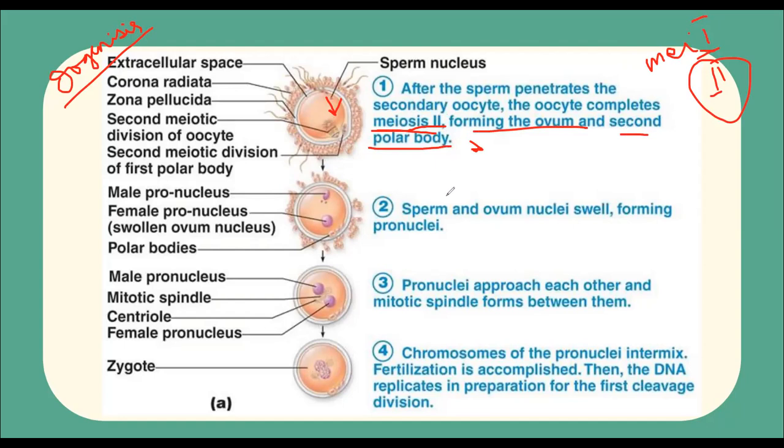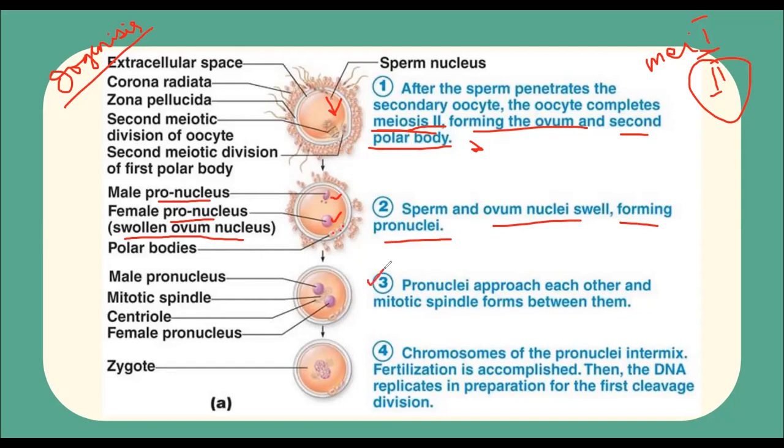Then this polar body will move towards the side. Now both the nuclei are ready to get fused. So just before the fusion, they swell. At this stage, they are known as pronucleus, not nucleus, but pronucleus, the swollen ovum nucleus. And polar bodies will move towards the periphery. Sperm and ovum nuclei will swell, forming the pronuclei.